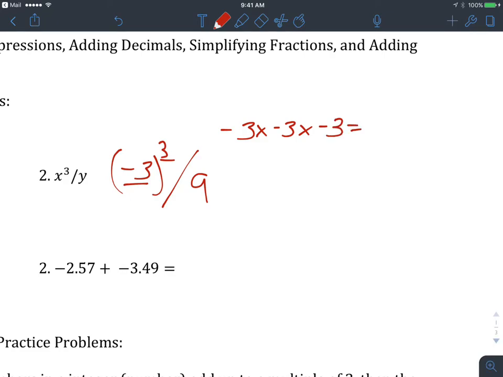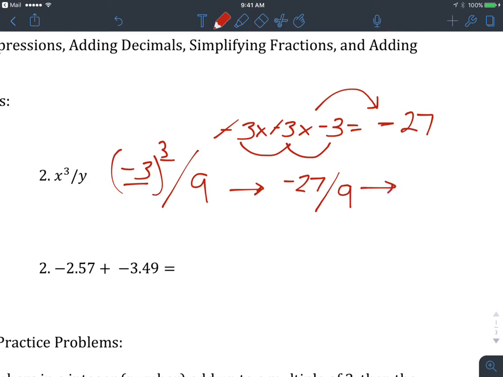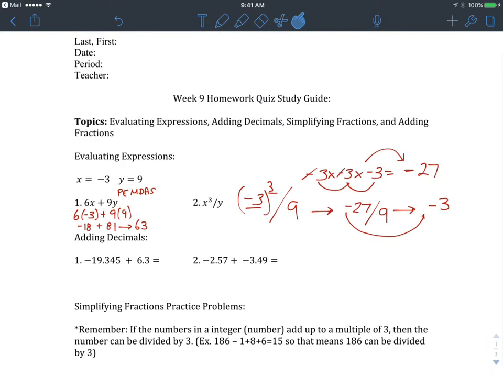Now we have an odd number of negatives because we have 3 negatives, meaning that our answer is going to be negative. These two could cancel out, but this last one over here doesn't have anything to cancel out with, so it's going to stay in our answer. And 3 times 3 is 9, times another 3 is 27. So it's going to be -27, divided by 9. And -27 divided by 9, still no other negative for this negative to cancel out with, so it's going to be -3. Okay, so that's the answer for the first 2 problems.